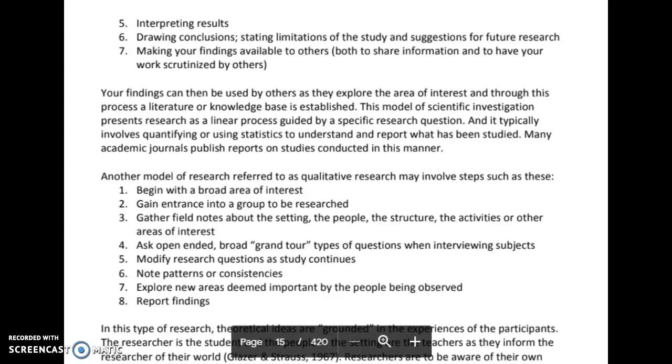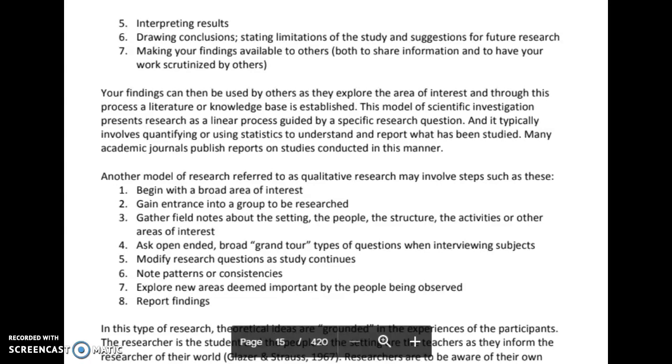While you're there, you're going to gather field notes about the setting, the people, the structures, the activities, what's going on, anything like that. And then you're going to start having themes and categories and information come out of the data you're collecting that seek to answer the questions that you set forth at the beginning of the study when you were doing that broad area of interest.